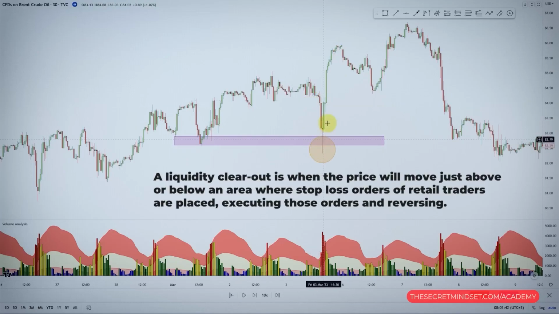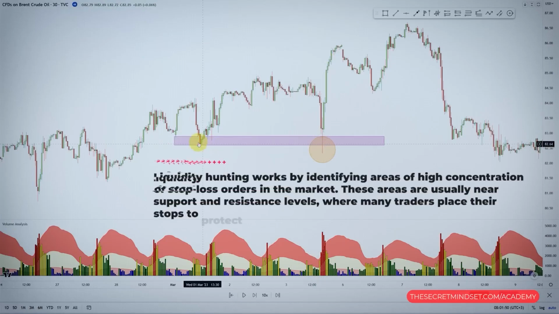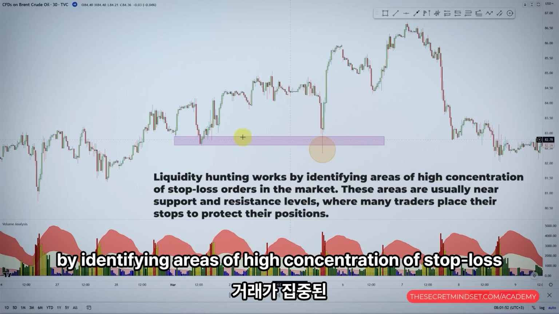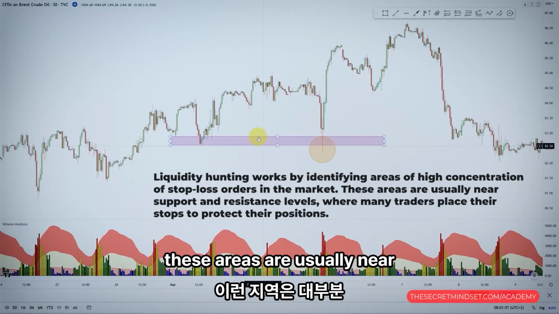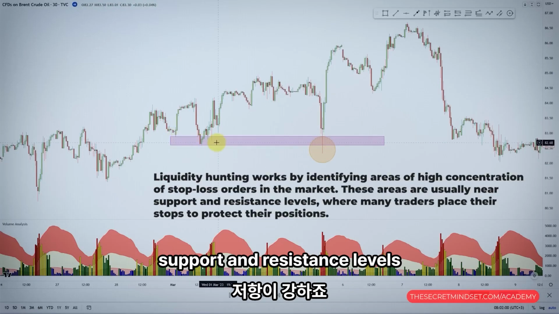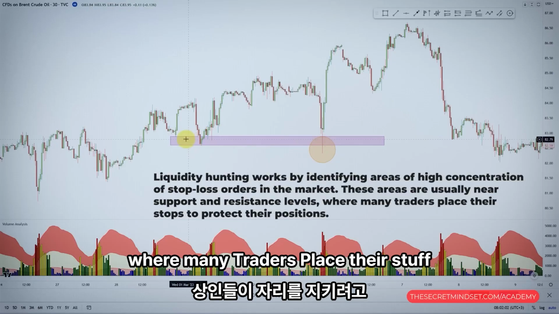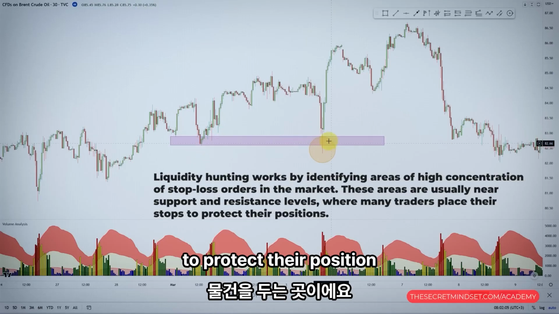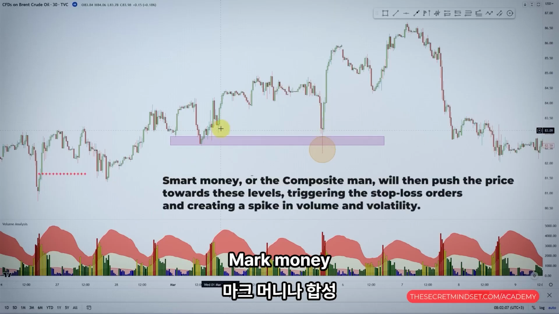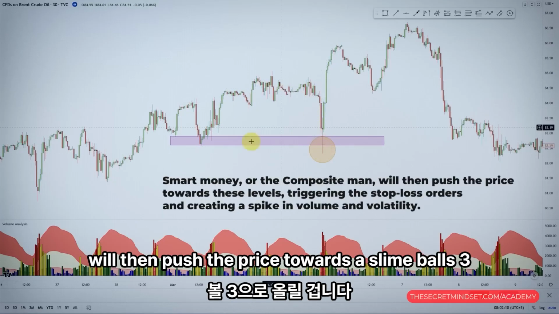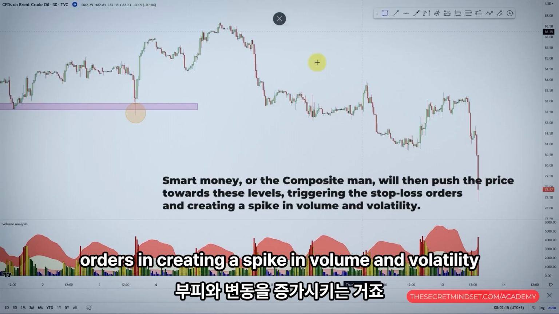The goal of this strategy is to take advantage of the liquidity that is provided by the stop-loss orders of other traders. Liquidity hunting works by identifying areas of high concentration of stop-loss orders in the market. These areas are usually near support and resistance levels, where many traders place their stops to protect their positions. Smart money, or the composite man, will then push the price towards these levels, triggering the stop-loss orders and creating a spike in volume and volatility.